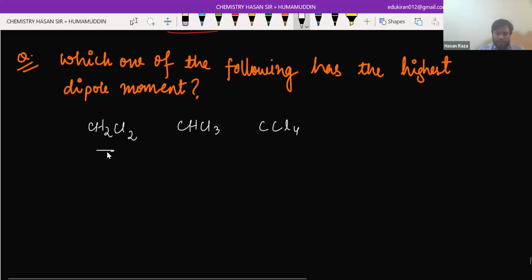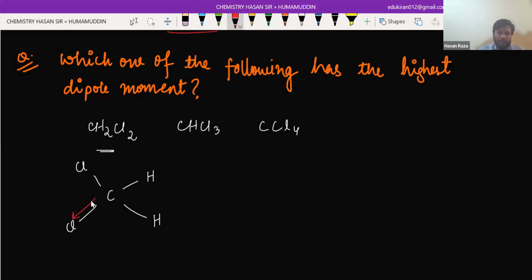Okay, see, it's very easy. First of all, CH2Cl2 is there. So you are going to draw the structure. You have studied about the dipole moment in class 11th. You know that this chlorine is more electronegative, so it will attract towards itself. This chlorine is also more electronegative, it will attract towards itself. Carbon is more electronegative, so it will attract from hydrogens. So there will be some dipole moment.